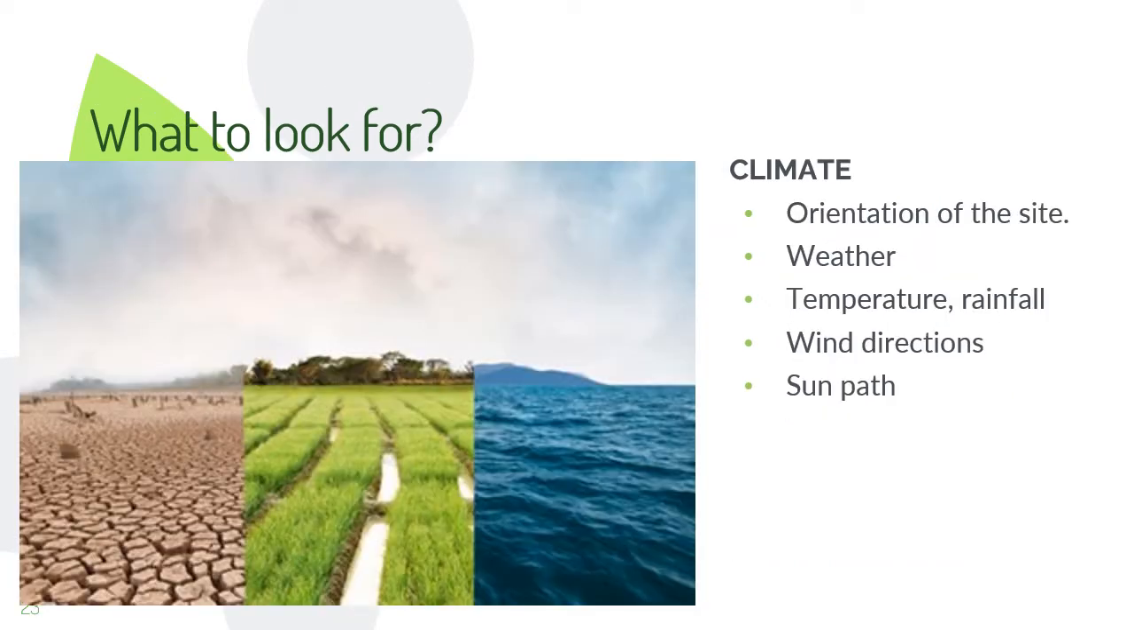Under climate, you have to look for the orientation of the site. The weather: how does the weather affect the site? Is it well shaded or exposed? How does the temperature or rainfall vary throughout the year? What are the prevailing wind directions throughout the year? What is the sun path throughout the different times of the year and day?